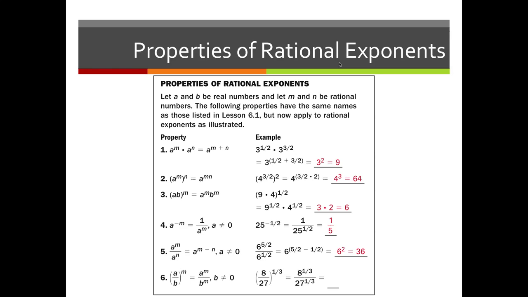And in number 6, if we're taking the fraction 8/27, all of that to the 1/3 power, our property says we can take the numerator and the denominator each to the 1/3 power. 1/3 means cube root, so cube root of 8 would be 2 for the numerator, and the cube root of 27 would be 3 for the denominator. So we're starting to get an idea here of how the properties can be applied even in situations where our exponents are rational numbers.